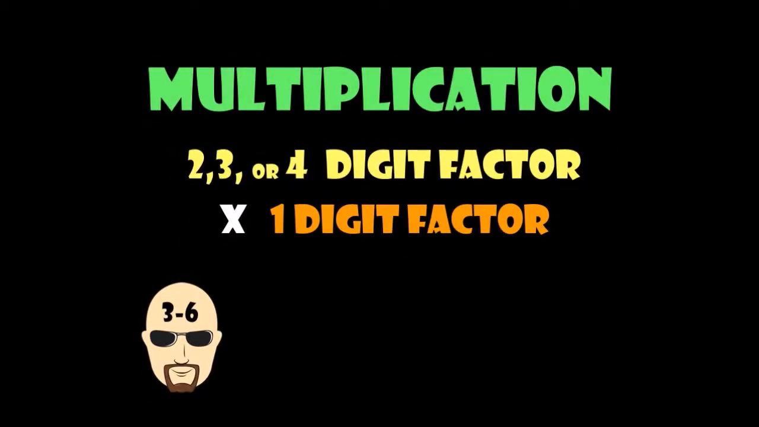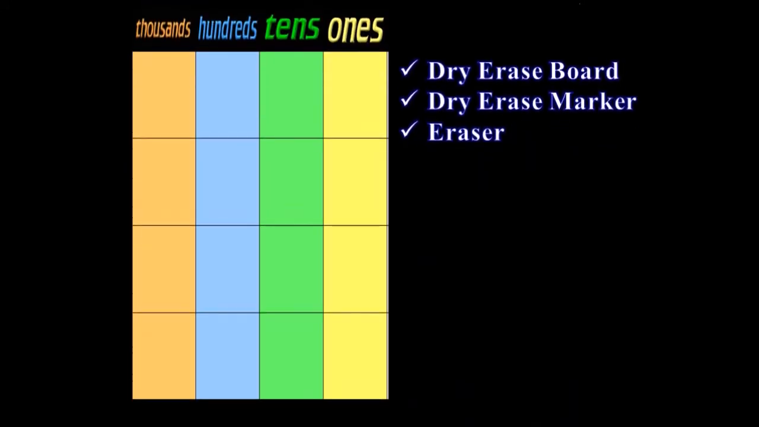Today, you will learn multiplication using a 2, 3, or 4-digit factor multiplied by a 1-digit factor. For this lesson, you will need a dry erase board, the one that I gave you in class, a dry erase marker, and something to erase with. Usually a tissue works best.